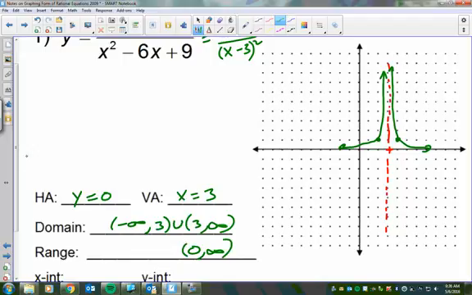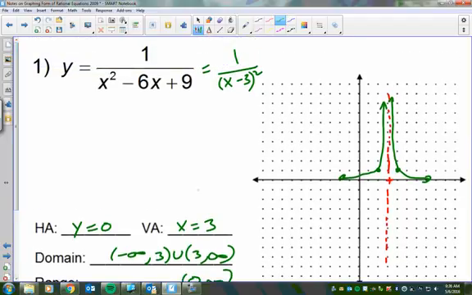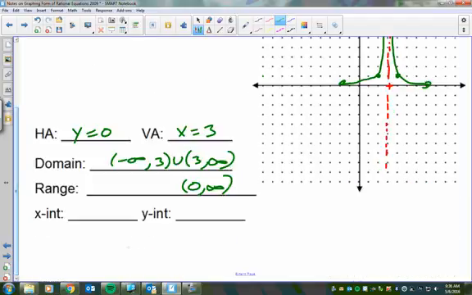Now, as for the intercepts, the y-intercept we'll have to calculate. It's easy. You just plug in 0, right? And if you plug in 0, the denominator becomes negative 3 squared. I'll put it down here. And that becomes 1 over 9, which makes sense if you look at our graph.